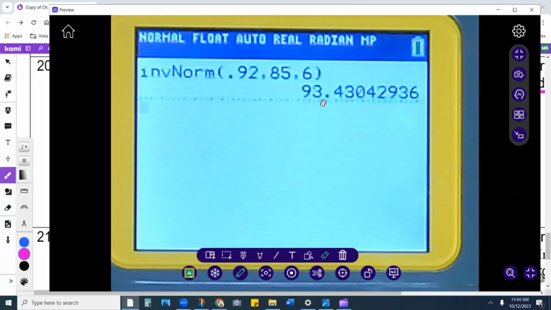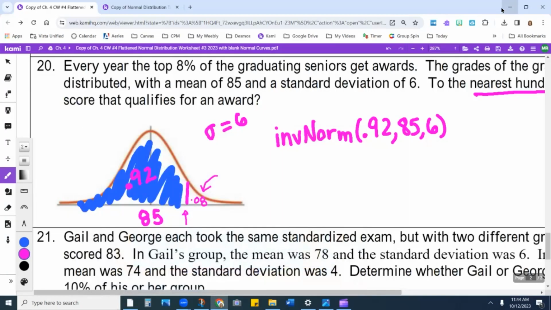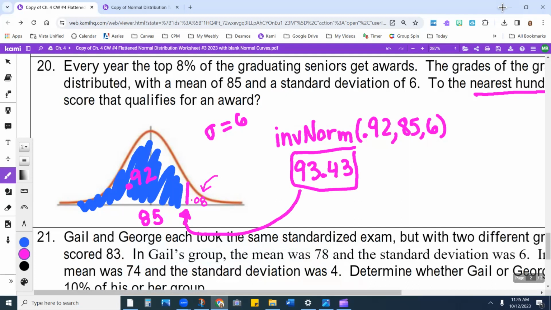And you see that that's going to give me 93.43. That is the score we need. So 93.43 is the score that they needed. So that represents right here, that would have been a 93.43.